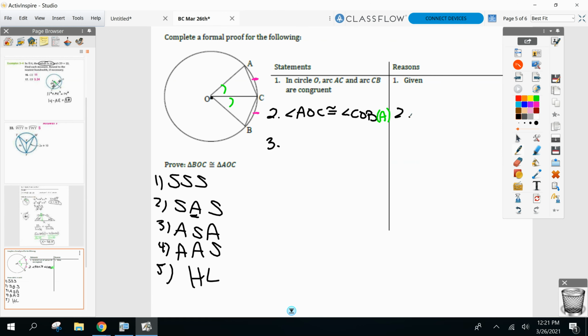Now, what would be the reason? How does Sarah know that? What told her the central angles were congruent? Because they're not congruent unless something happens. What was given? Congruent arcs imply congruent central angles. And it is important that you have the word central in there. If you just say congruent arcs imply congruent angles, that is a false statement. It only implies the central angles are congruent. All right, thanks, Sarah. She got you a pair of angles.